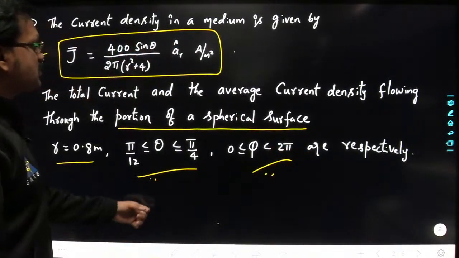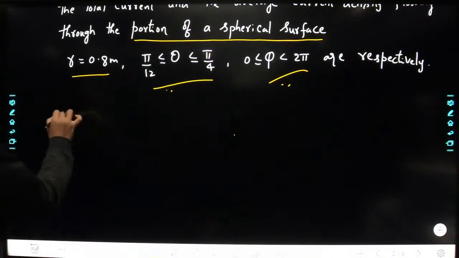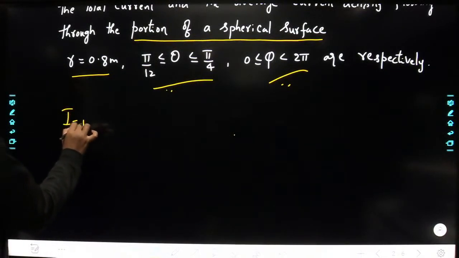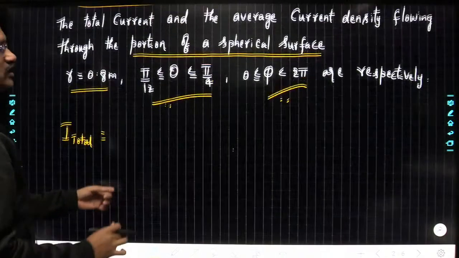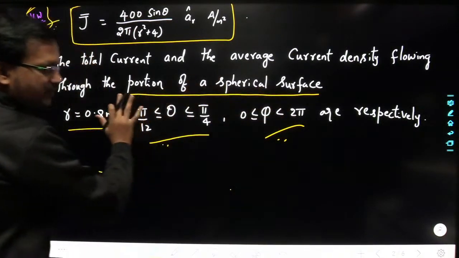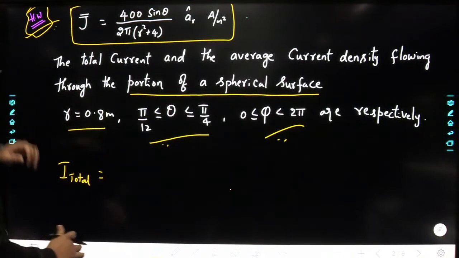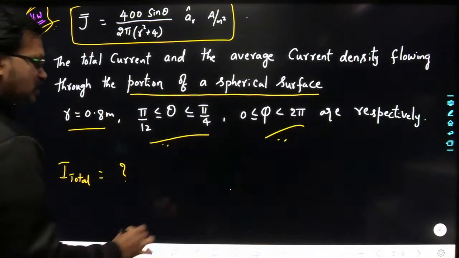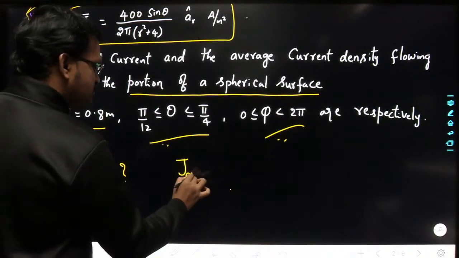So they are asking what here? They are asking the total current that is flowing through the portion of the spherical surface that is defined by these parameters. So they are asking I total, and also they are asking the average current density.